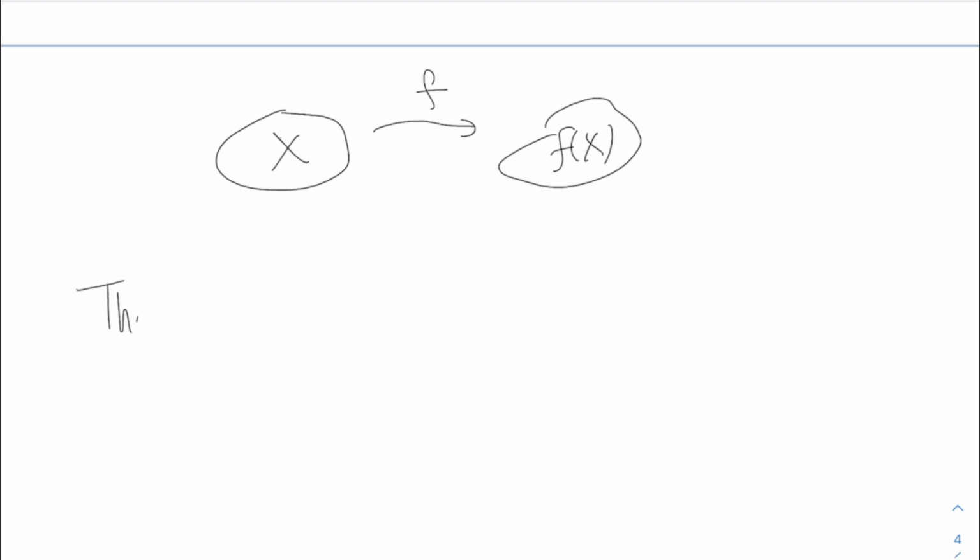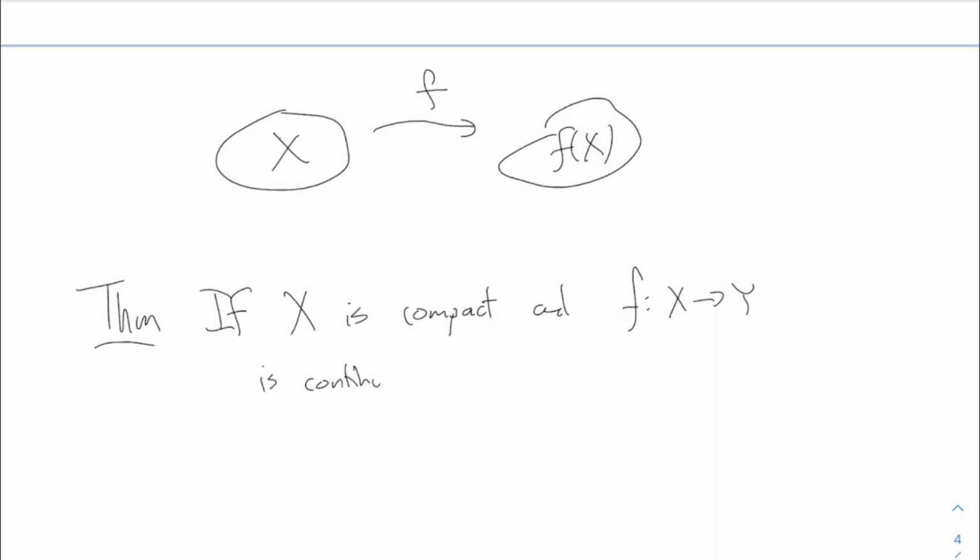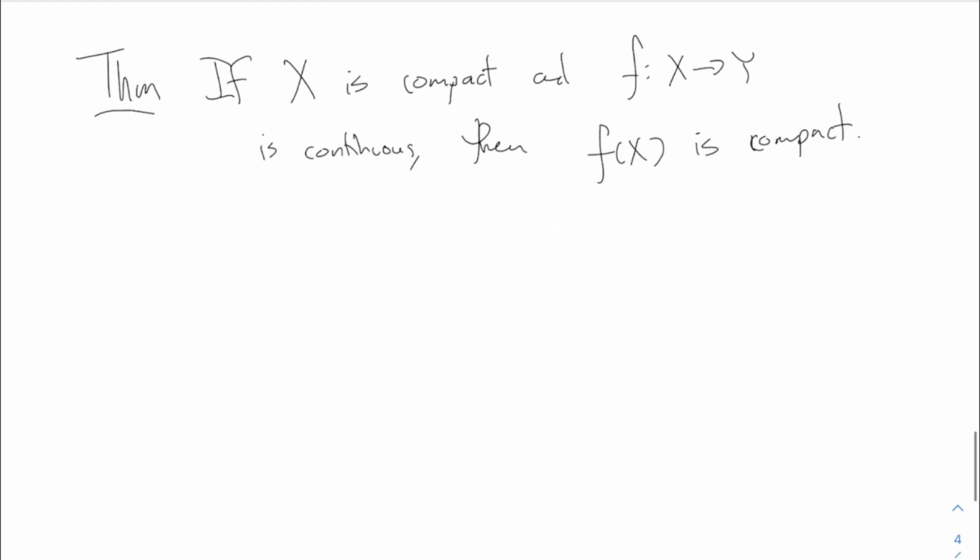So I'm going to write that as a theorem. If X is compact and F going from X to Y is continuous, then F of X is compact. This theorem is also basically the same as a well-known theorem in calculus, and we'll talk about the connections. This is a little bit more complicated than the one for connectedness, so we'll talk about the connections maybe next time or some other time. But anyway, if X is compact and the function is continuous, then F of X is compact.